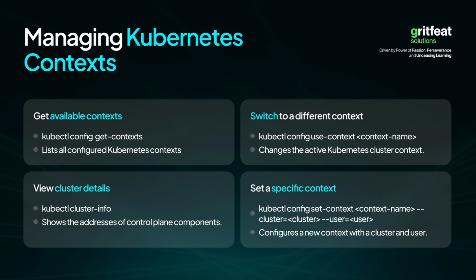And to set a specific context, use the kubectl config set-context command. With the cluster and the user details, you define a new context or modify an existing one. Managing context is crucial for efficient work with one or more Kubernetes clusters. It ensures your command goes to the right place.